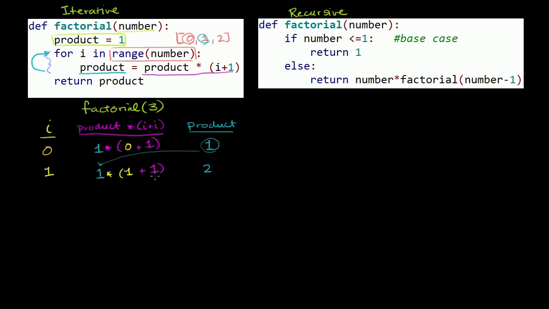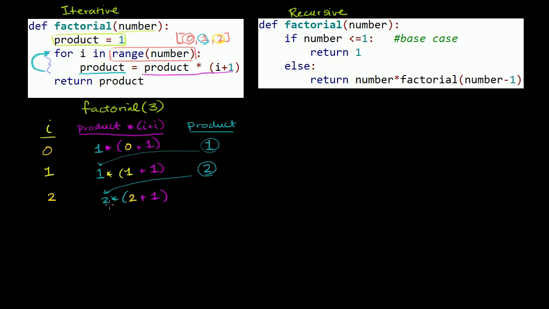And now it will go back to the beginning of the for loop, and I will be assigned to the next element in the list. It'll now be assigned to 2. So I is now 2. This thing over here, we're going to take product. Well, product is now 2. So it's going to be 2 times I. Well, I is now 2, plus 1.